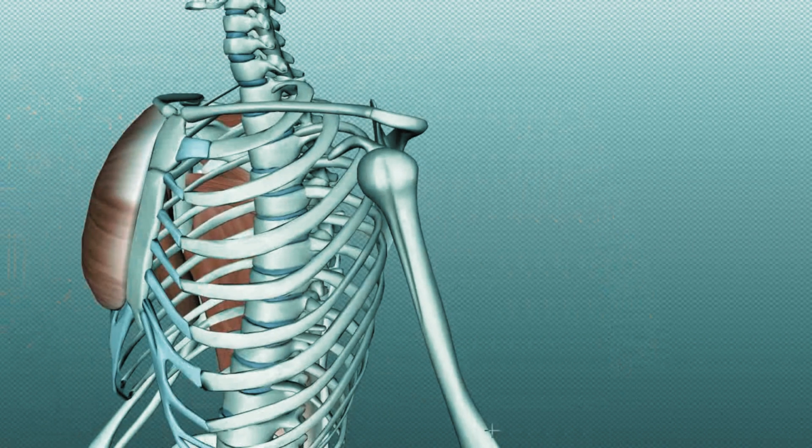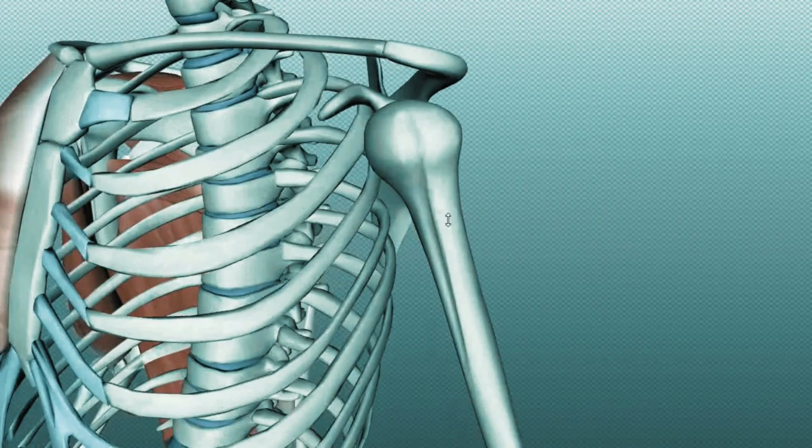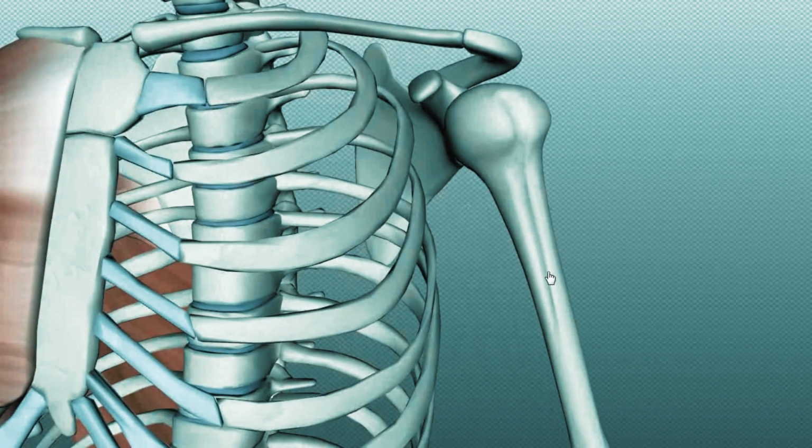The bicipital groove also is a site of attachment for three muscles. You've got the pectoralis major, which inserts on the lateral lip of the bicipital groove. The floor of the bicipital groove is the site of attachment for the latissimus dorsi, and the medial lip is where the teres major muscle attaches.